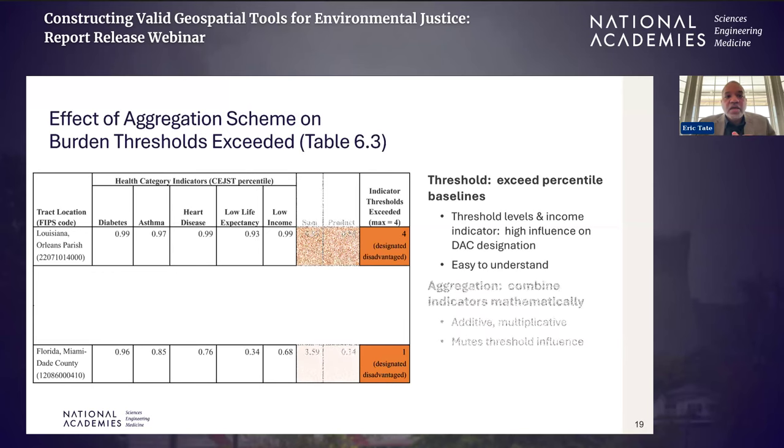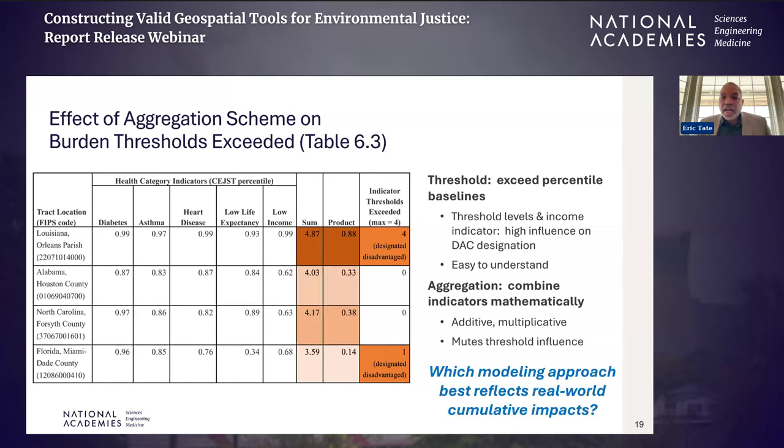Next. So now let's consider an alternative approach. Here, the indicator values are added or multiplied together. You can see that both the sum and the product of the aggregation lead to cumulative values for the Louisiana tract that are higher than for the Florida tract.